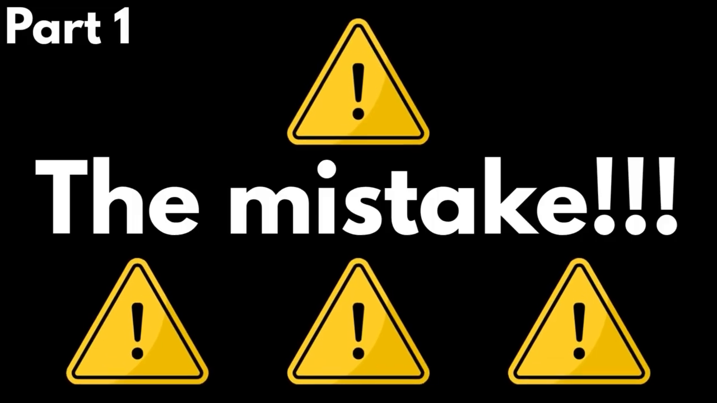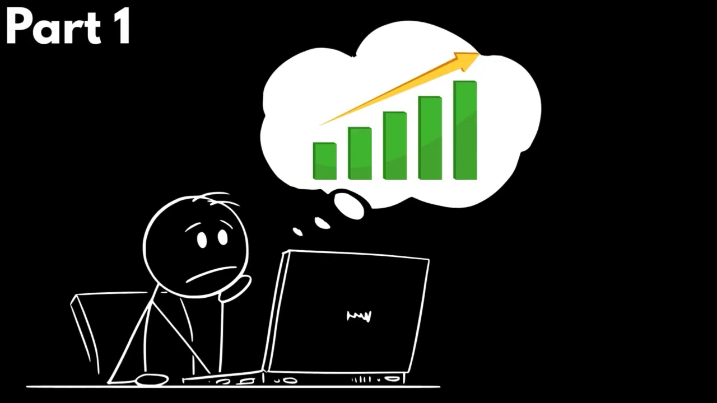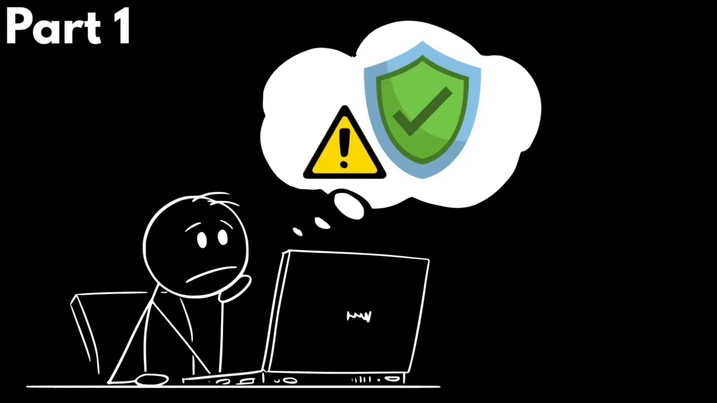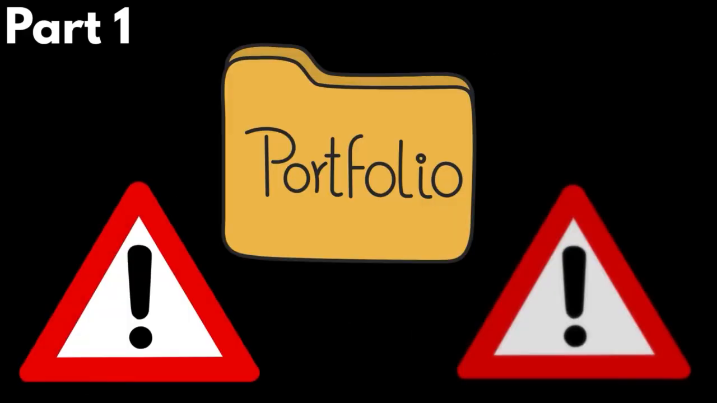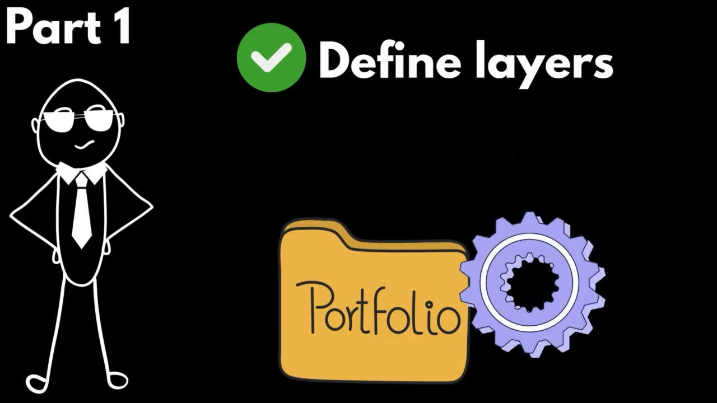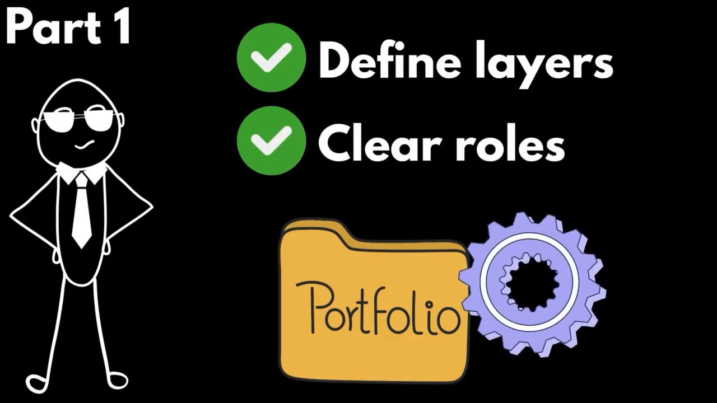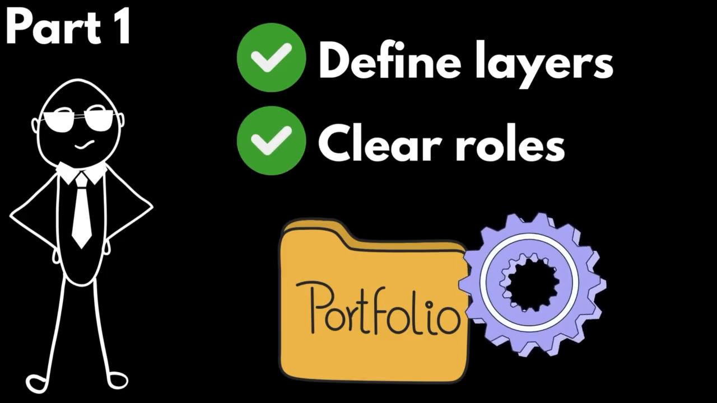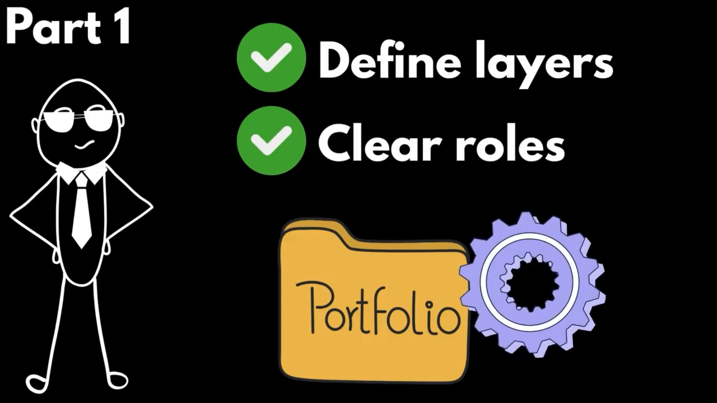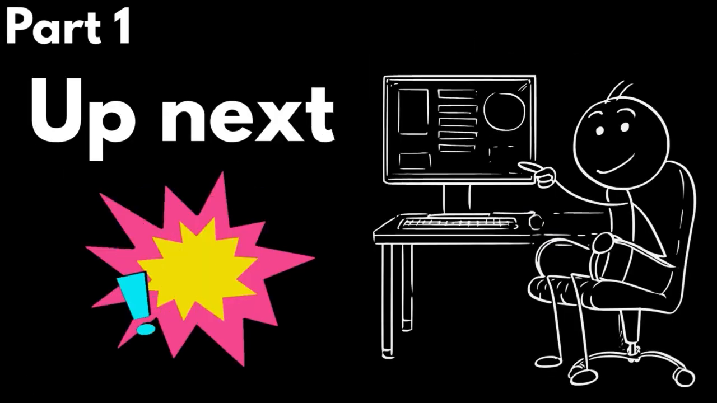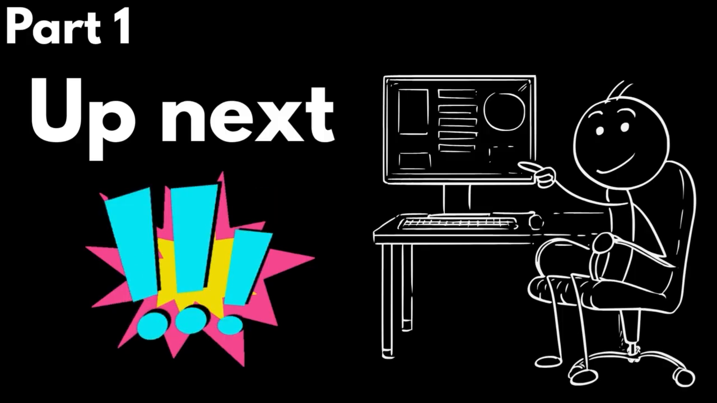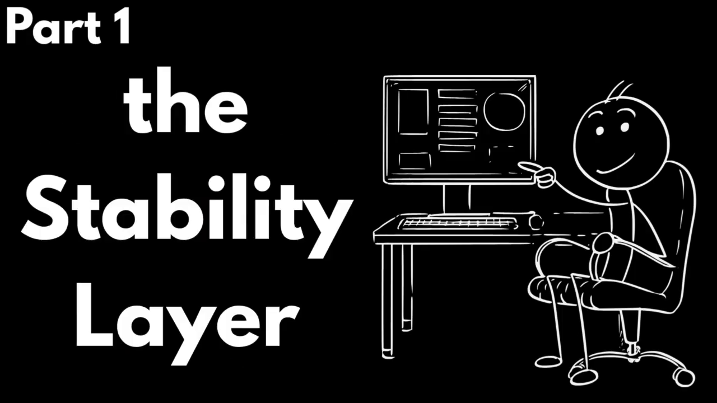Here is the mistake people make. They mix these roles. They expect high yield from growth stocks, or they demand safety from speculative plays. That is how portfolios break down. So define your layers. Set clear roles. Make your portfolio work like a system. Because in the next part, we are going deep into the most critical layer of all. The fortress. The stability layer.